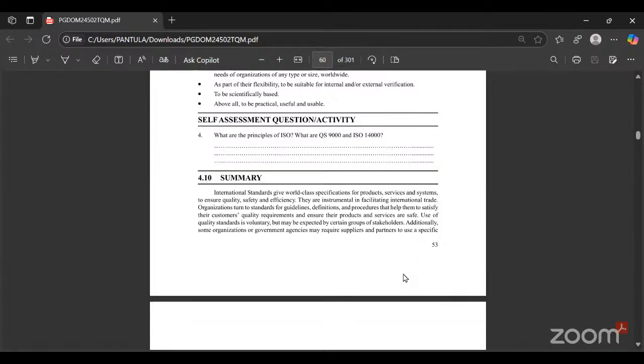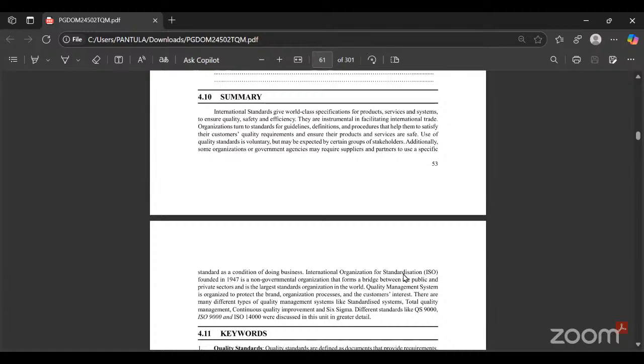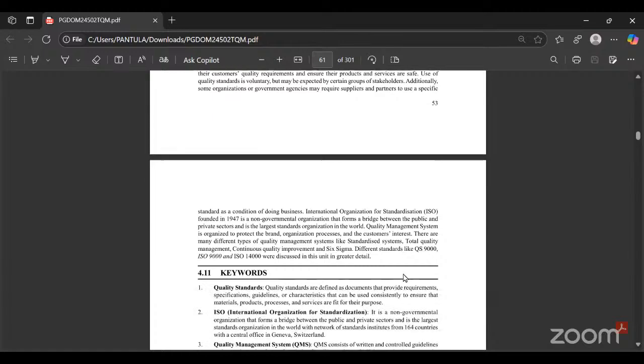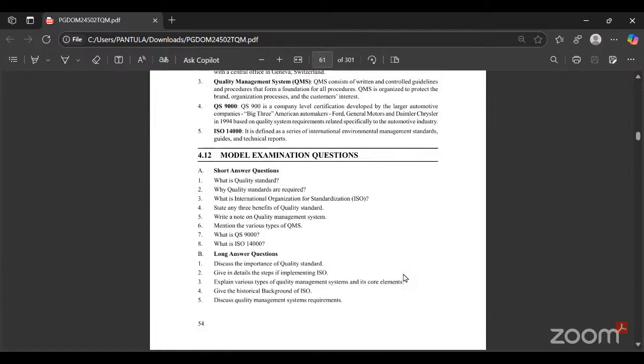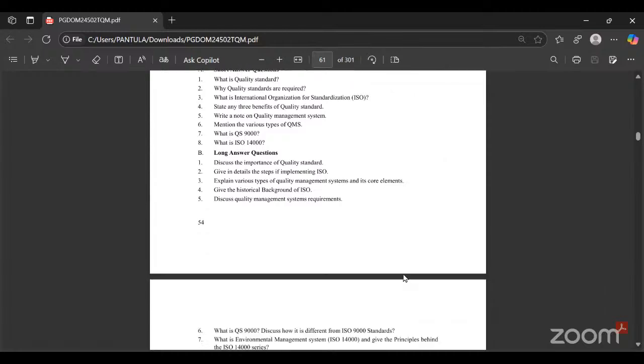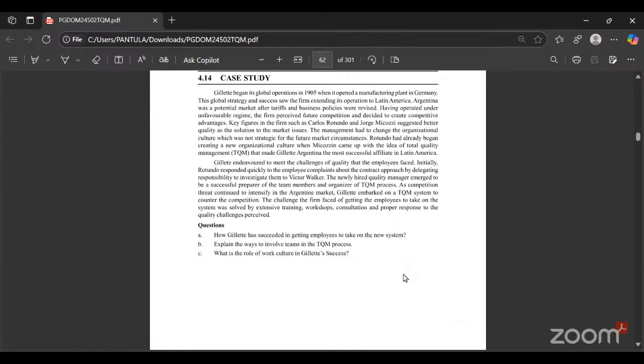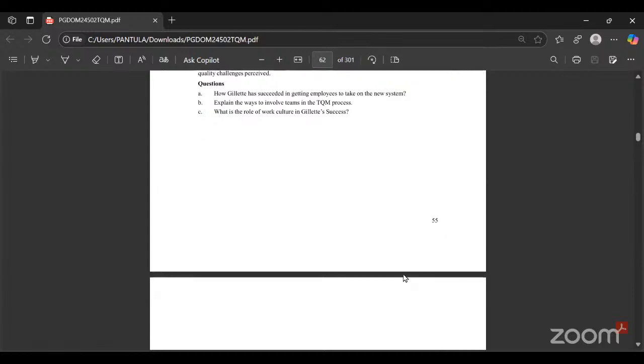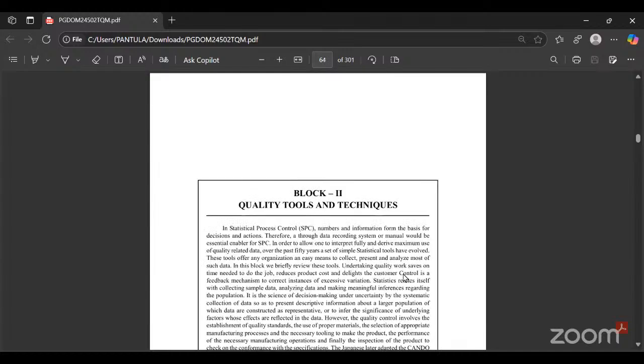So these are the ISO standards, which are given in the textbook. Finally, you have questions and a case study in this unit. I've gone through that. If you have any questions, you can feel free to revert back to me. I'm happy to assist you.